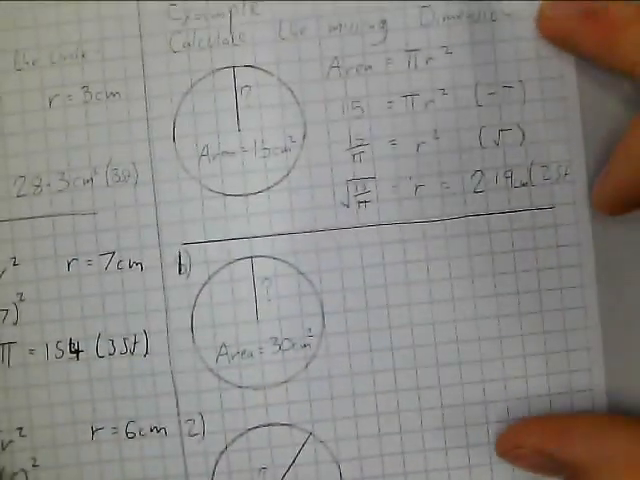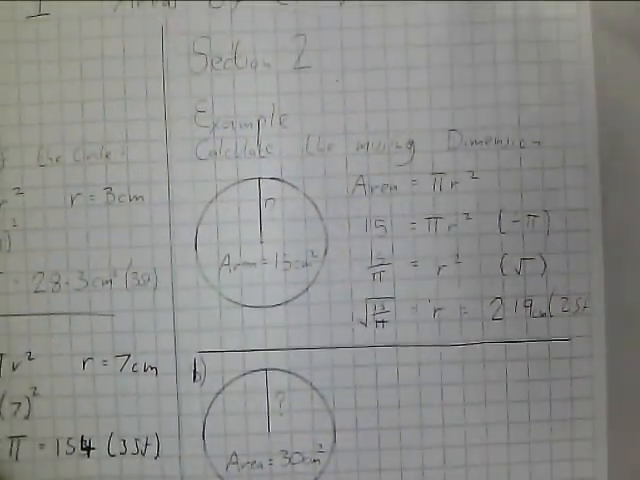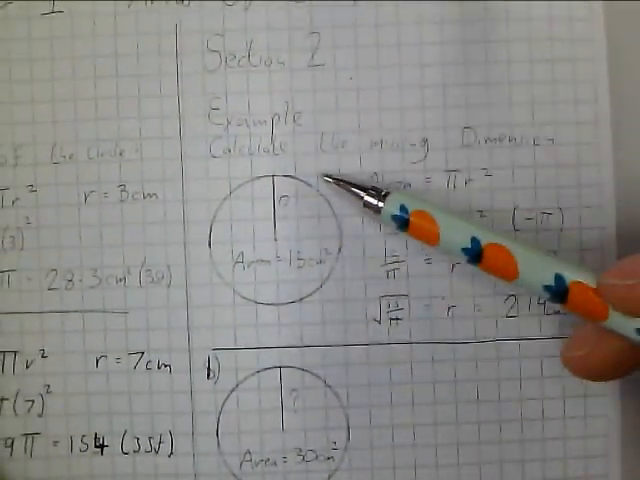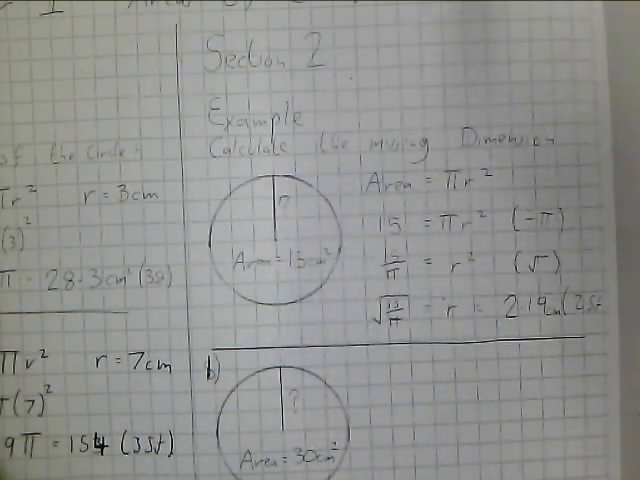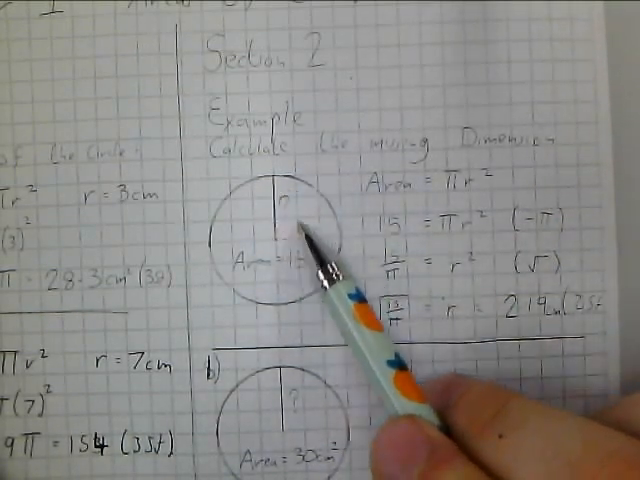Okay, let's look at section 2. So this time we're not necessarily given the radius or the diameter. We're given extra information here, and we want to find the missing piece.